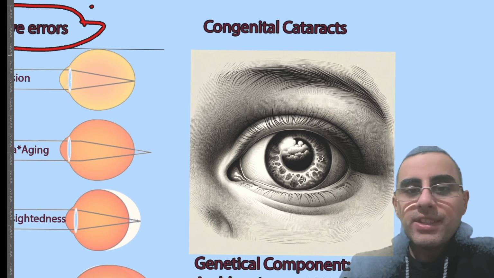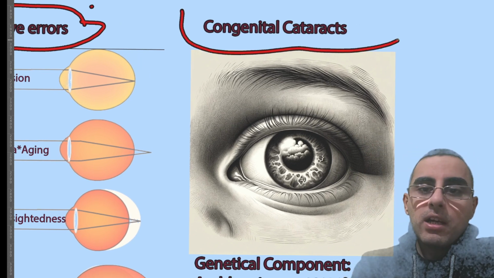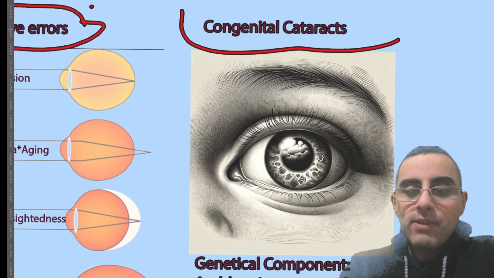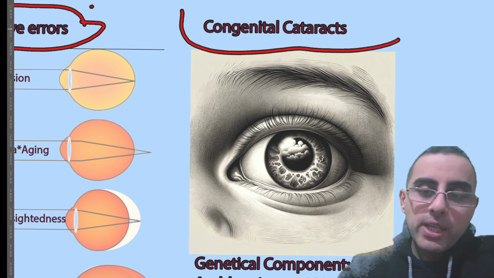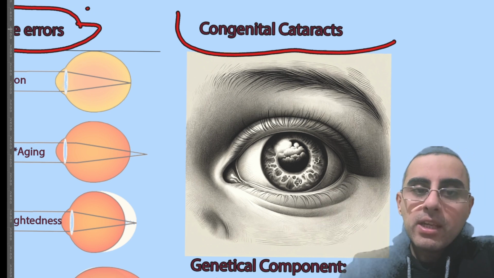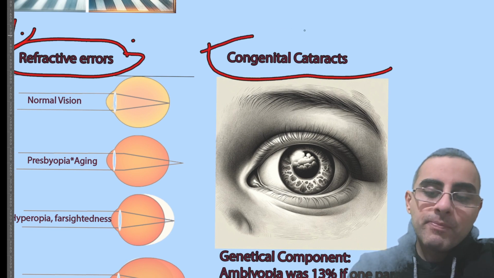Also, a third cause is congenital cataract, for example, when light cannot reach the retina and it's blocked and we have obstruction. In this case, amblyopia also develops.